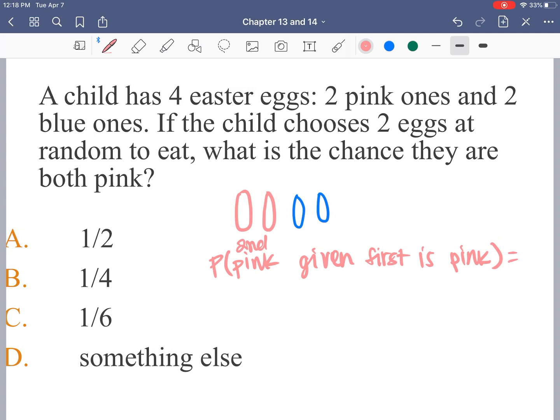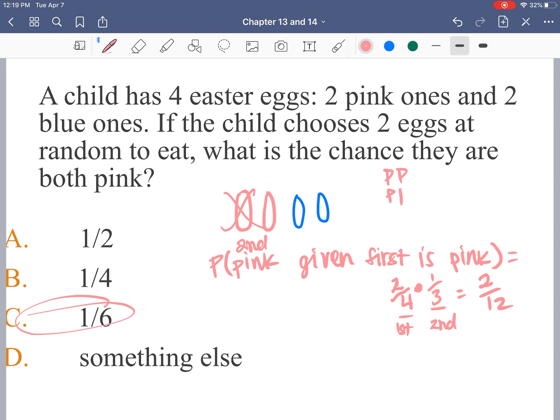So the probability of the second being pink given that the first is pink. Well, the first being pink is a 2/4 chance of happening. The second being pink, well, we've already pulled out one of them, so that's a 1/3 chance of that happening. And both of them have to happen: first is pink, second is pink. Since they both have to happen, it's first and second, which means multiply. That is 2 out of 12, which is 1/6.